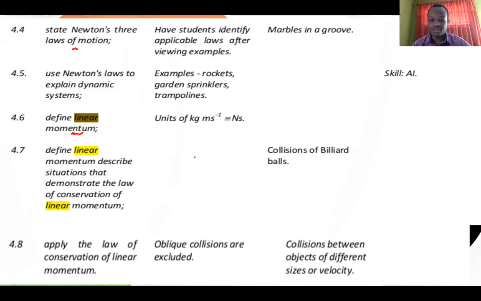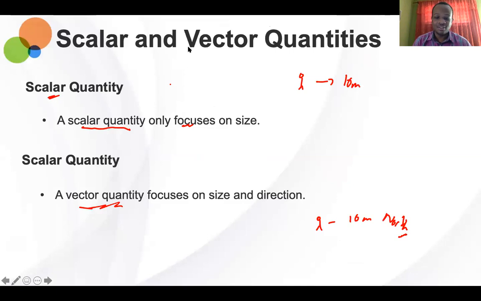What is a vector quantity? It focuses on direction. Distance or length focuses on size, and a vector focuses on size and direction. Right, perfect. All right, so we're good with that in that regard.